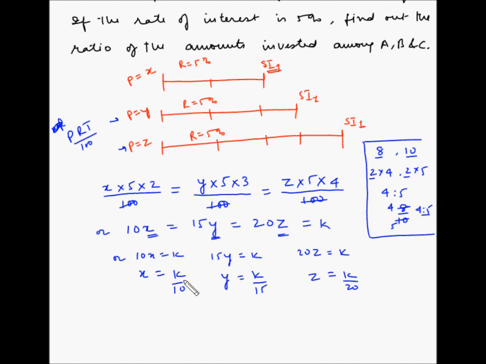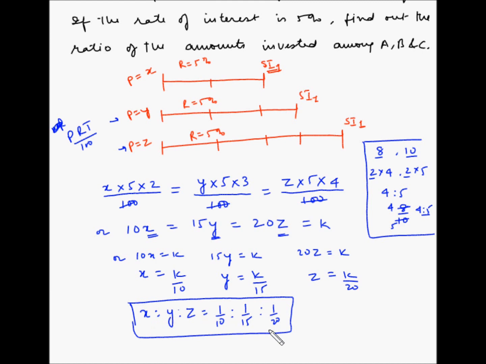In the same way here, k is common. So to find the ratio, we can say the ratio between x, y and z is equal to 1 by 10 is to 1 by 15 is to 1 by 20. So this is the ratio of the amounts invested among A, B and C.